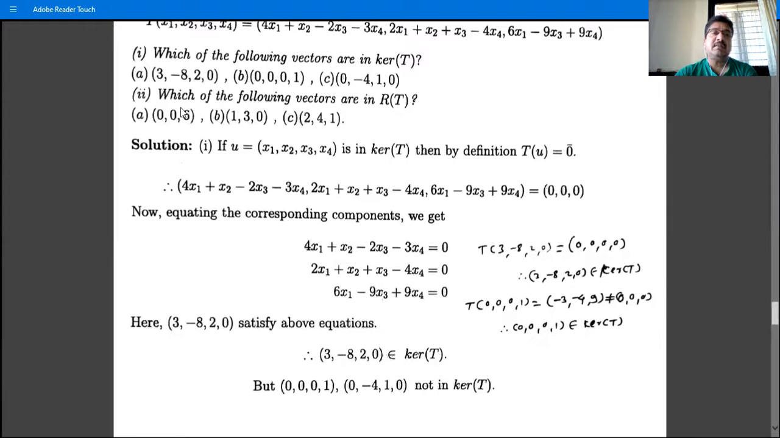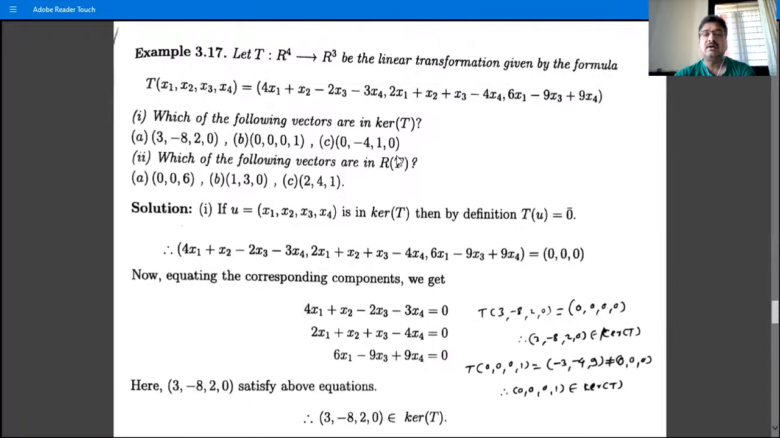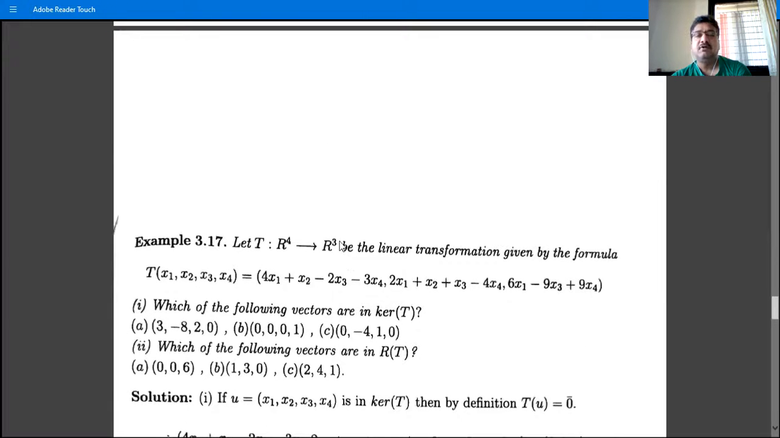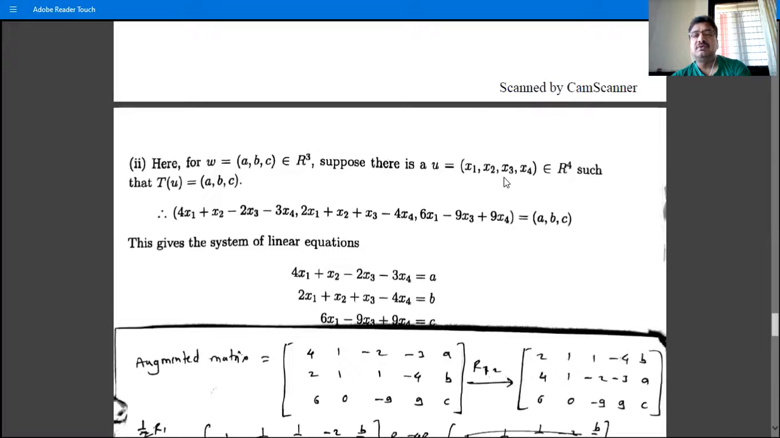An element W = (a, b, c) in R3, that is an element of the codomain, belongs to the range of T if it has some pre-image. That is, if there exists some vector U = (x1, x2, x3, x4) in R4 such that T(U) = (a, b, c). That is, (a, b, c) is the image of some element in R4. Then we say that (a, b, c) belongs to the range of T.